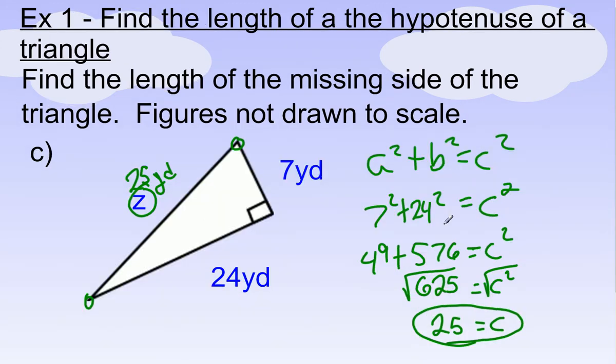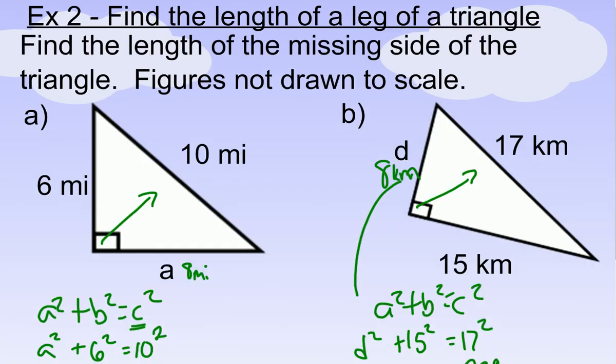3, 4, 5 works out. This one's not very common. You're not expected to know this one. But, I mean, 7, 24, 25. That's a Pythagorean triple because it works out. If you plug in a Pythagorean theorem, it comes out even.